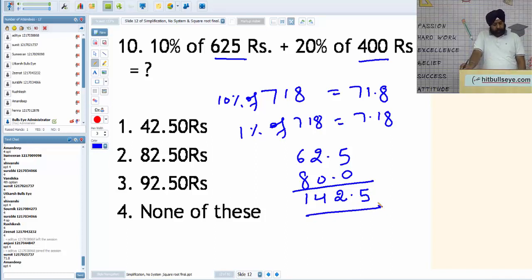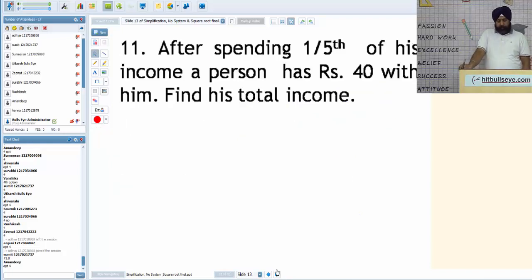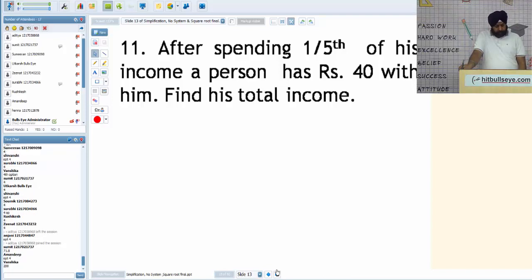So as it is very easy to calculate 1/5 and 10% of a number, we'll proceed like this. So I move on to the next question. After spending 1/5 of his income, a person has rupees 40 with him. Find his total income. So it's 200.